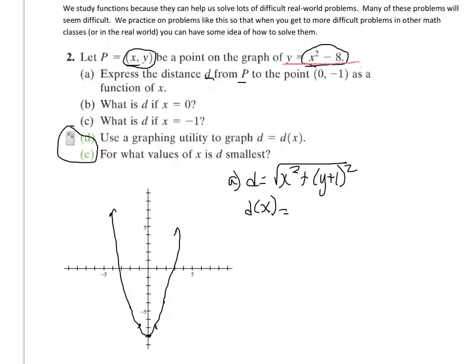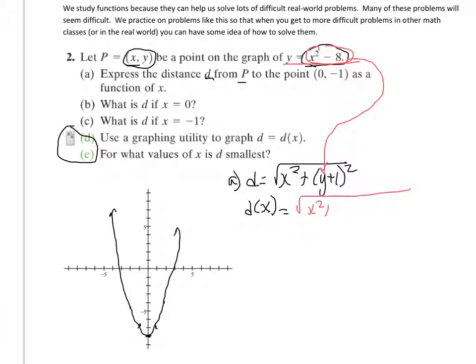Look right here. Oh, we're given y equals x squared minus 8. So guess what I can do? I can substitute. We're going to take that right there and plug it in right there. So now my distance as a function of x is this.